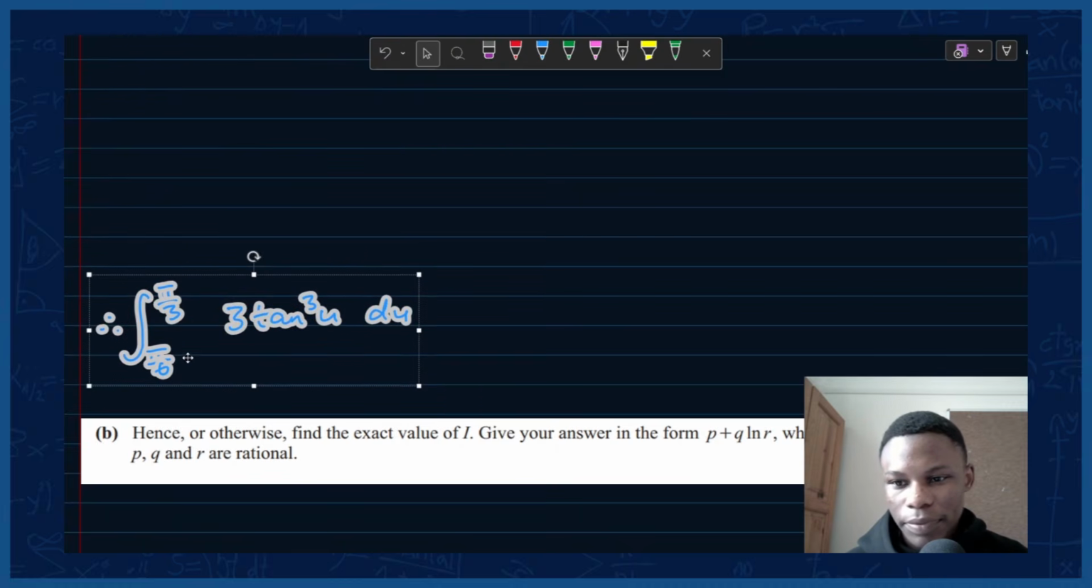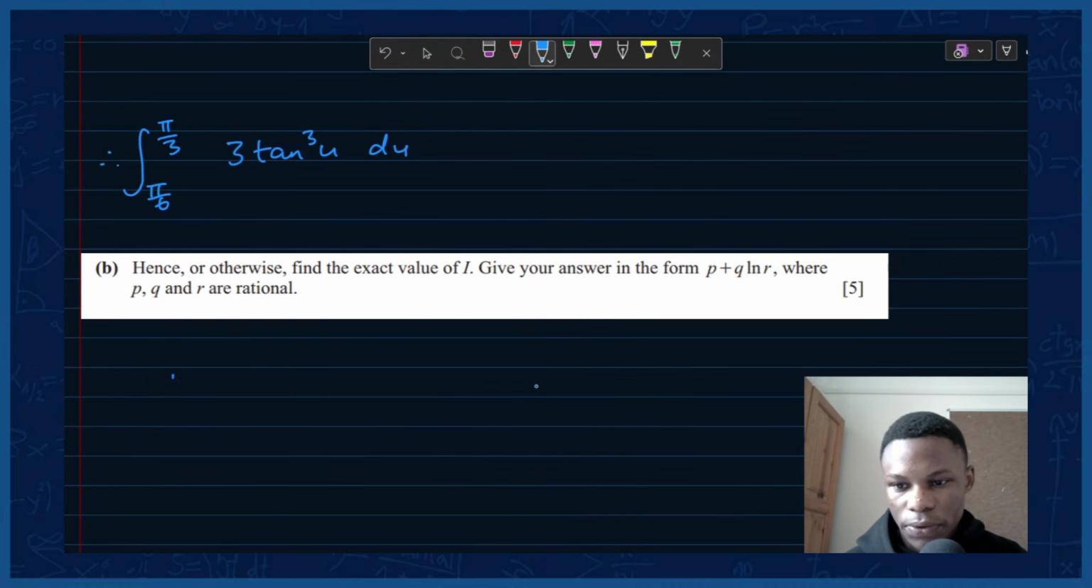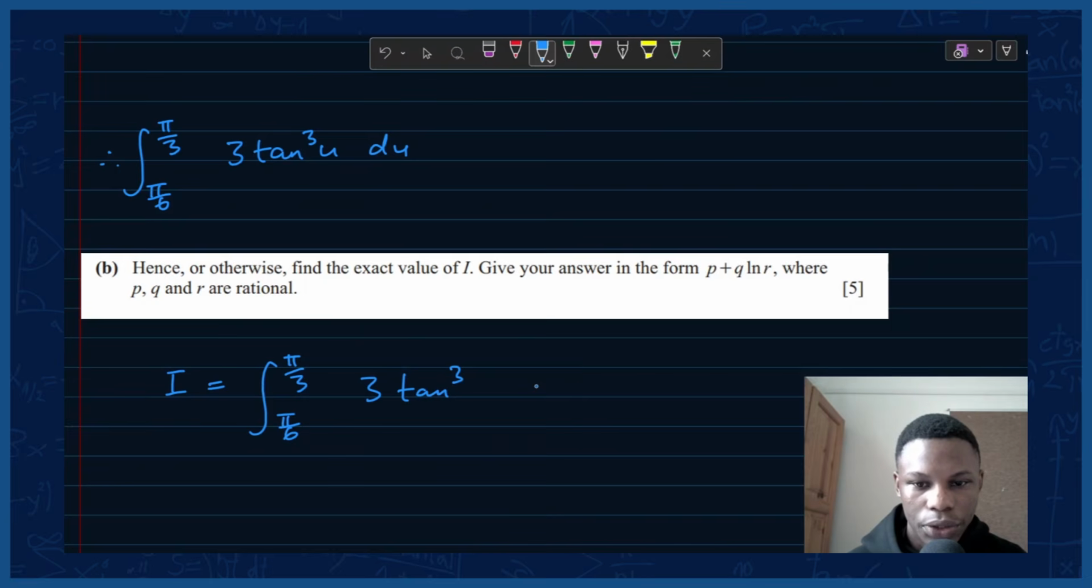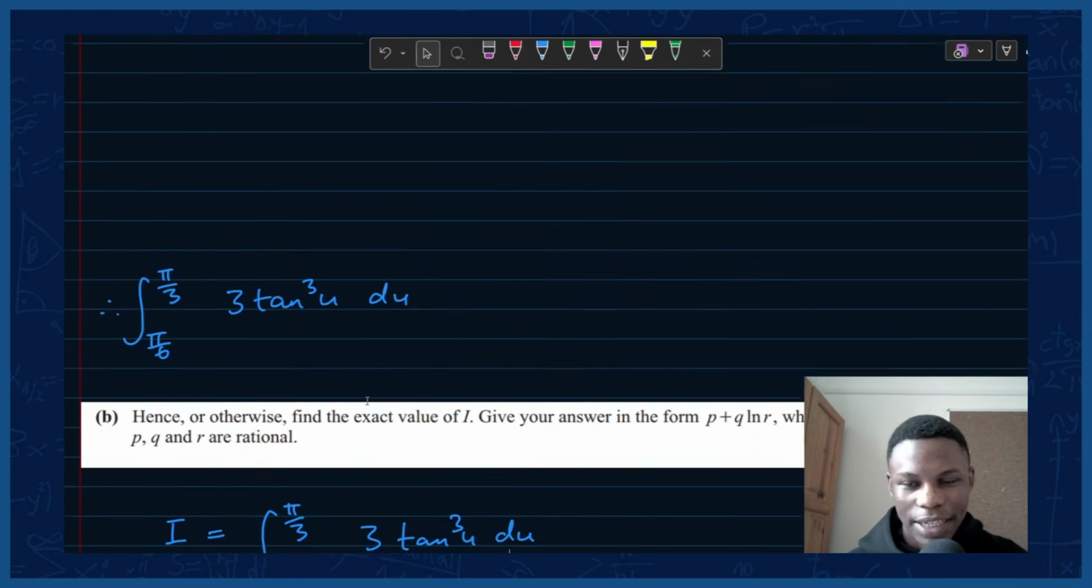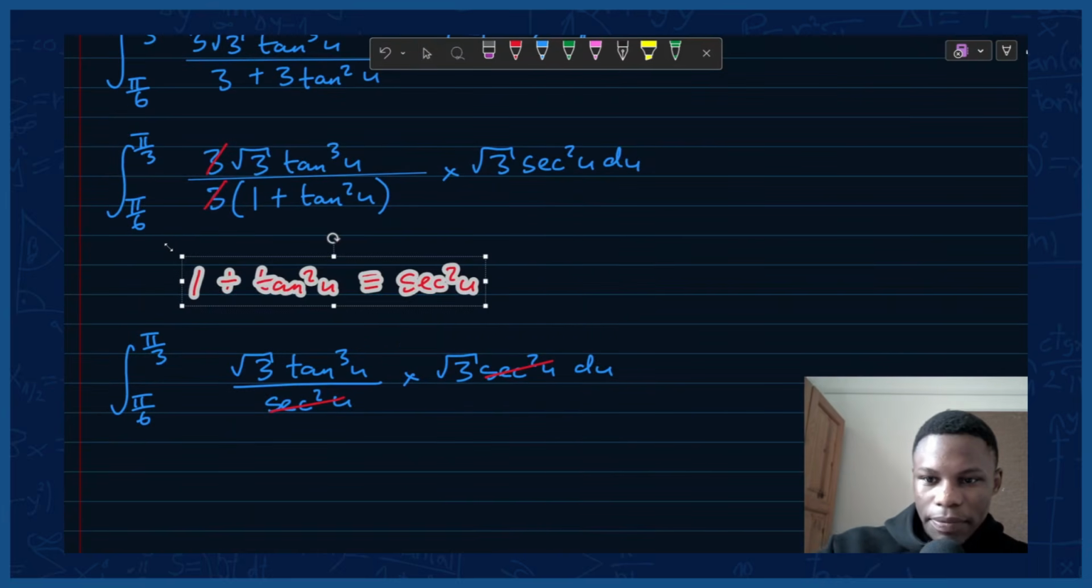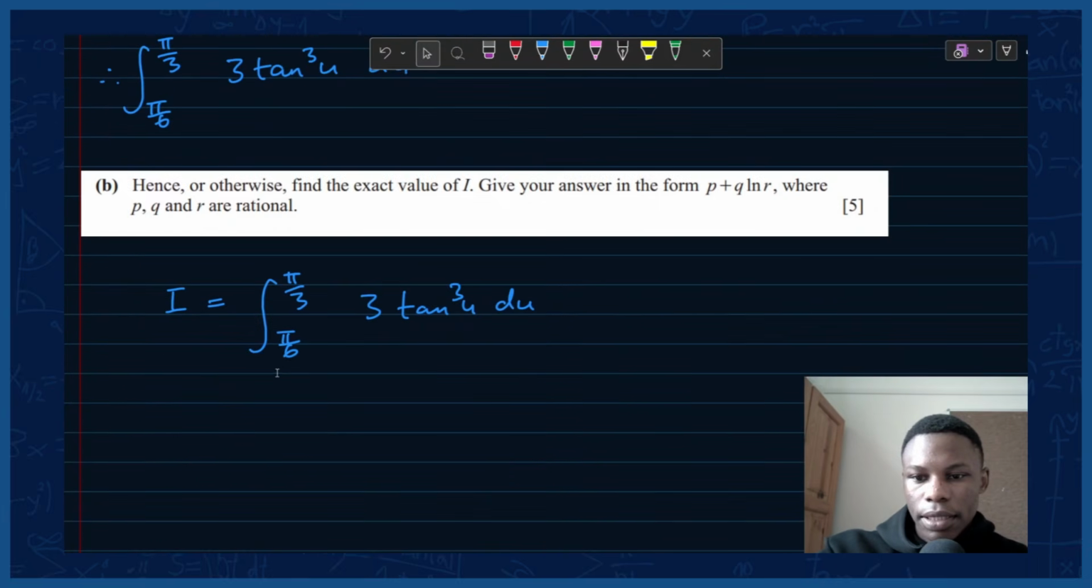So we know, of course, I is equal to the integral from pi over 6 to pi over 3 of 3 tan cubed u du. We need to integrate this, right? And we can't do this directly. There's no obvious way for us to integrate tan cubed directly. But what we can do is use the identity we've just talked about, this identity here. Right, we'll copy that down.